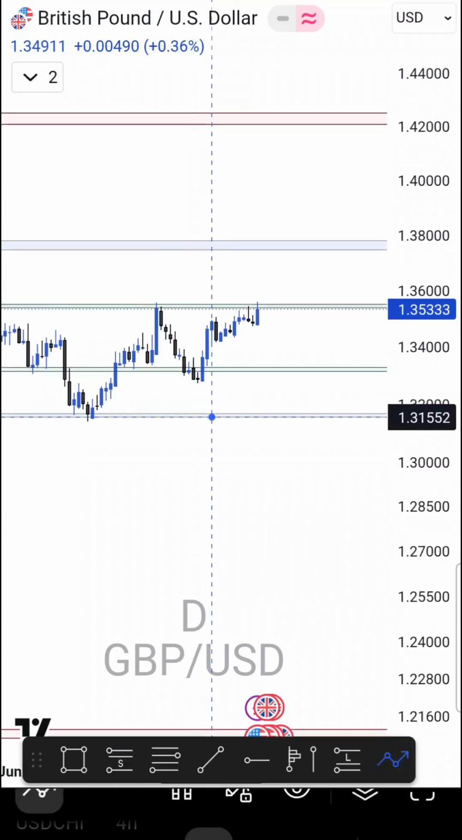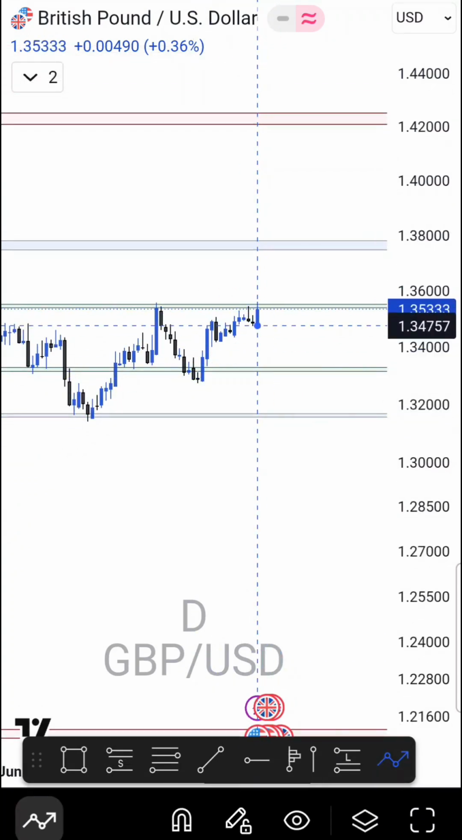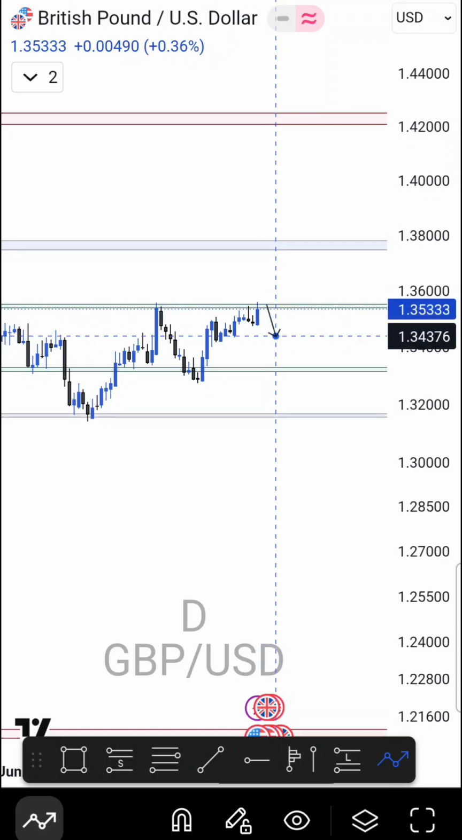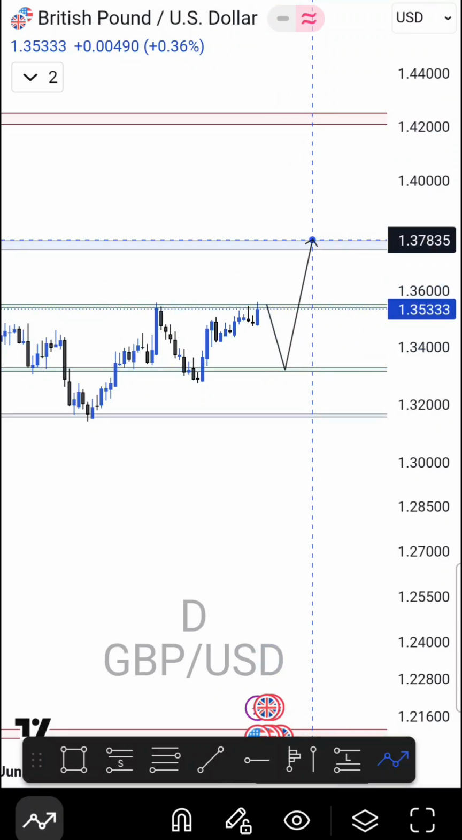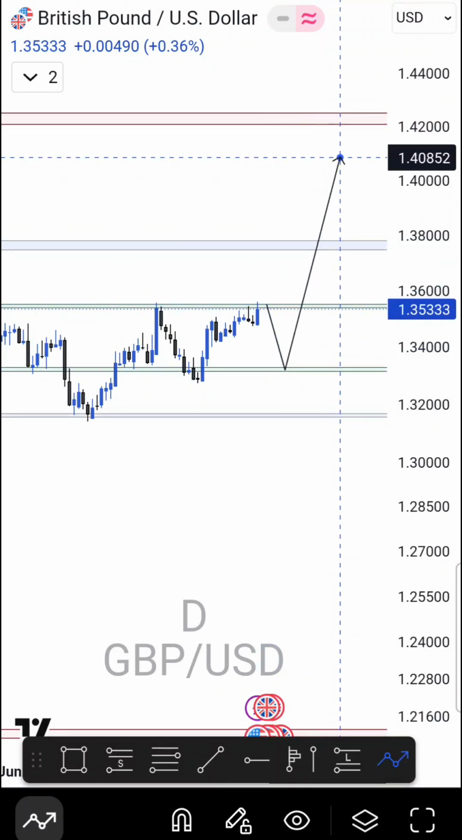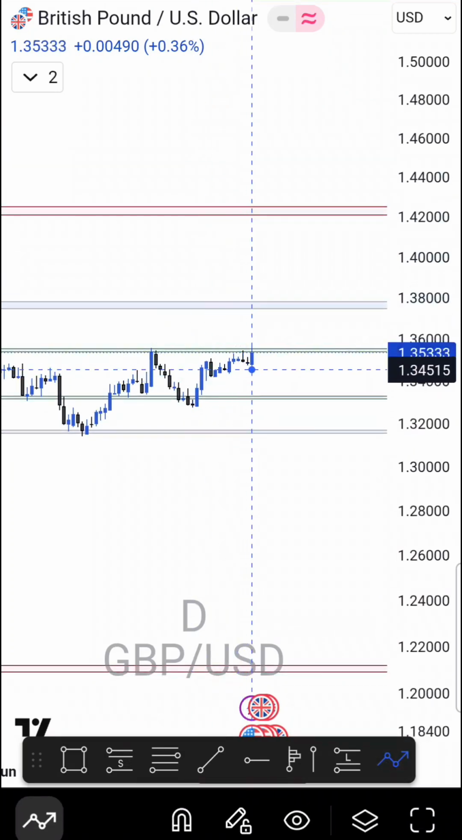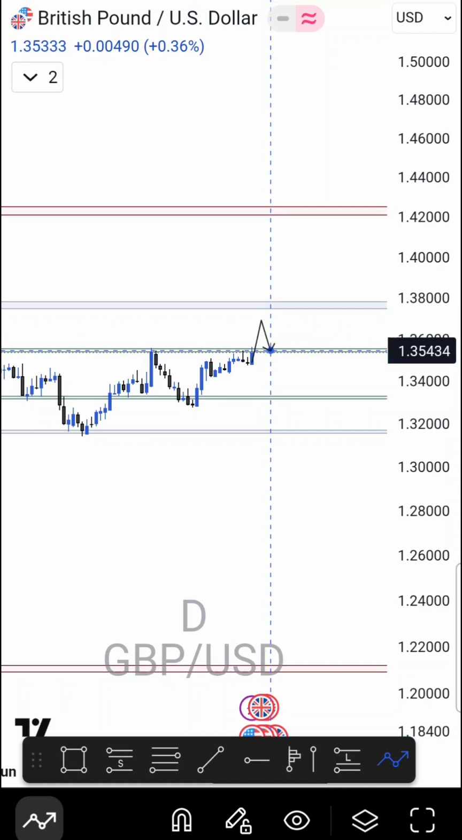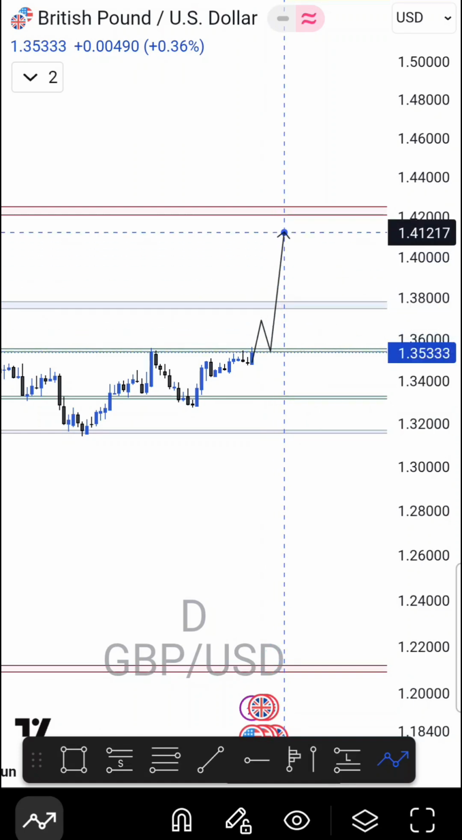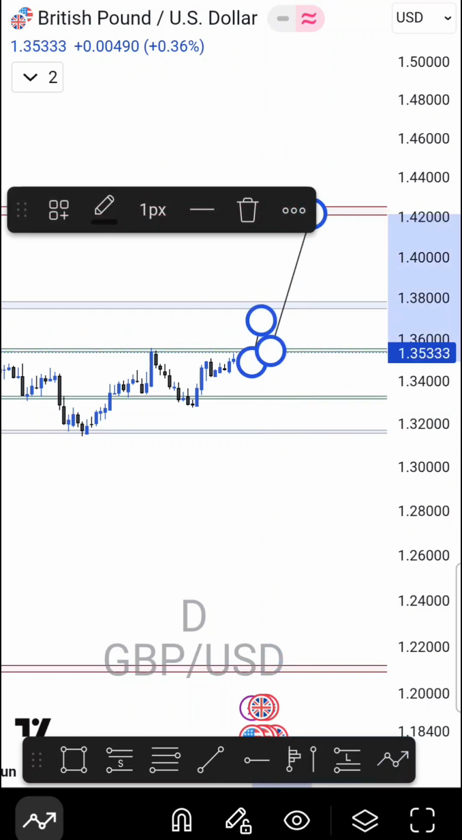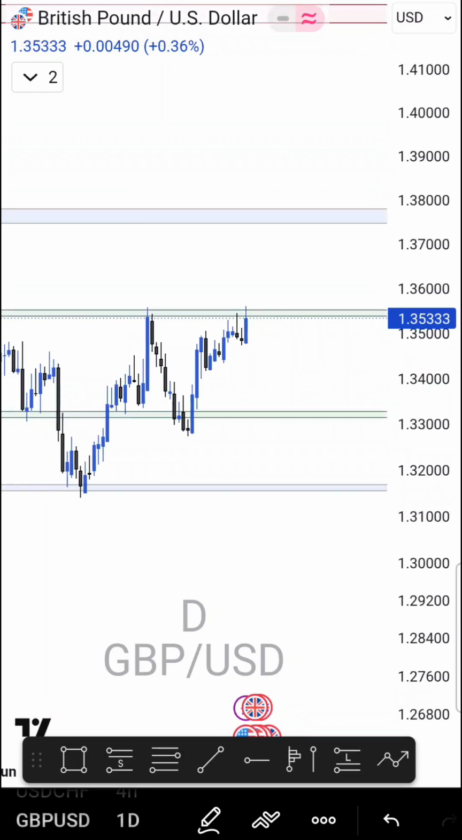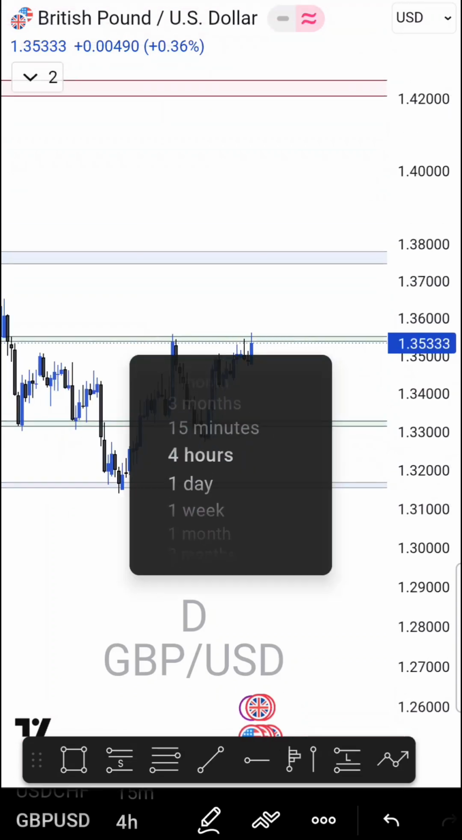So either one of two ways: price pulls back to the daily lower zone, and then we have our next buying opportunity here on GBP USD, or price breaks out. I'm rooting for that breakout. We have a breakout, we have a retest, and then we have price pushing all the way to the upside. So I'm not doing anything. I'm just looking for buying opportunities, even if there are pullbacks, I'm still looking for buying opportunities.